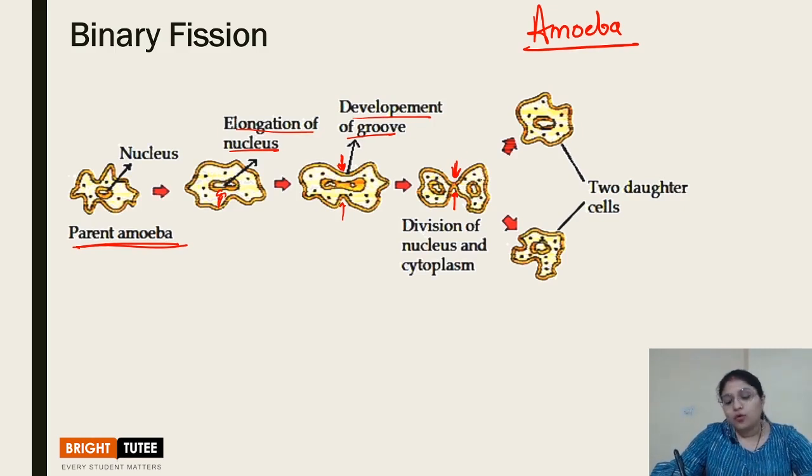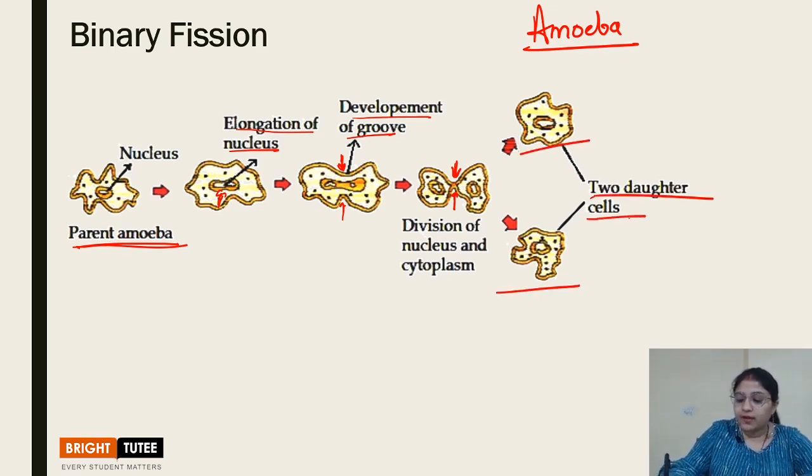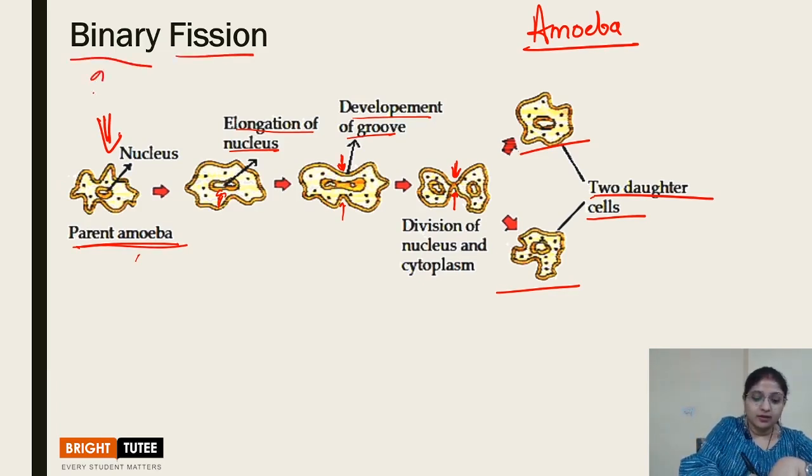Then once the whole development of the daughter cells takes place, they separate and there is the formation of two daughter cells from a single parent, right? So you can see how the division, that is the binary fission, takes place. Now why is it called as the binary fission? Because the parent amoeba splits or breaks into two daughter cells. That is binary fission. Binary means two and fission means to split, right?